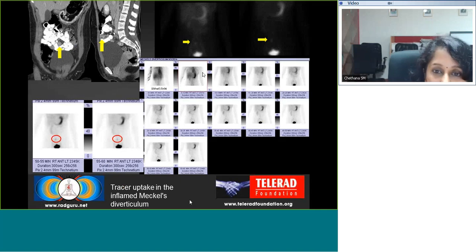The images are very small because multiple images were there, but in these two images it's very clear that there is tracer uptake in the inflamed Meckel's diverticulum.